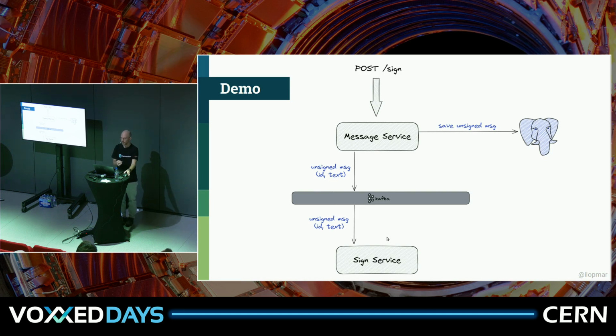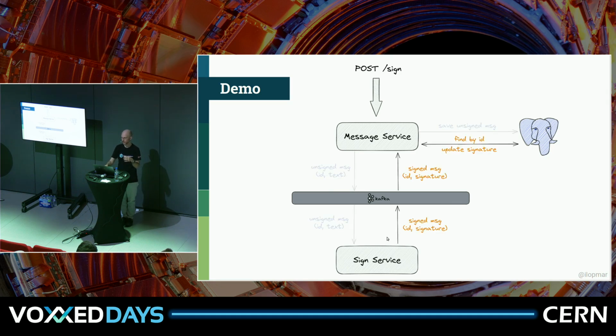This other service is going to get that message, sign it, and then reply back on Kafka again with the signature of the message. Then the message service is going to find the message that it previously stored on the database, and update the signature. So this is the full picture.